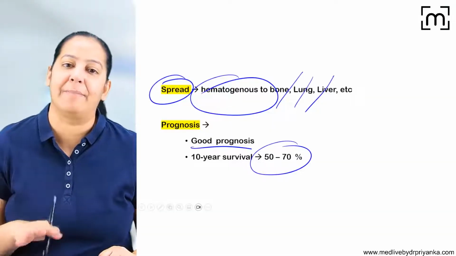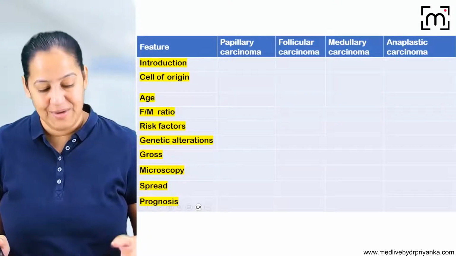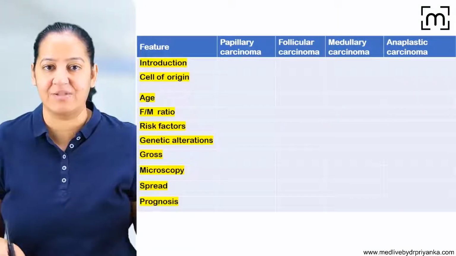It is not as good as papillary, but relatively good. So we are done with 2. So till now we are done with 2. So let's revise follicular quickly. In the end, we will revise all 4 together.